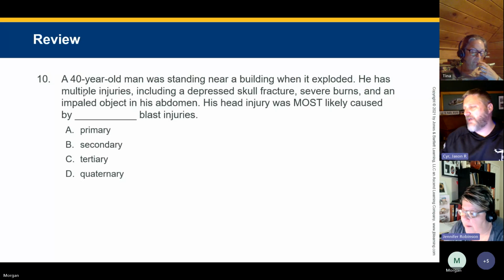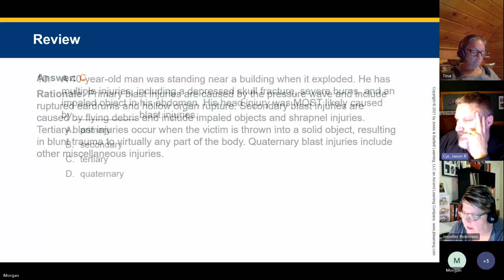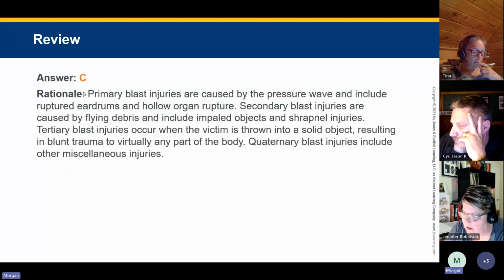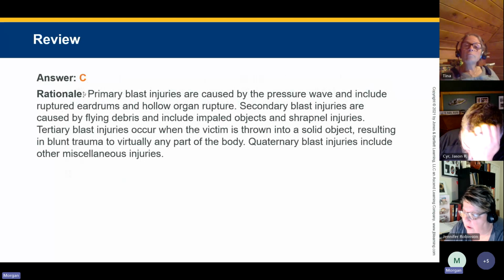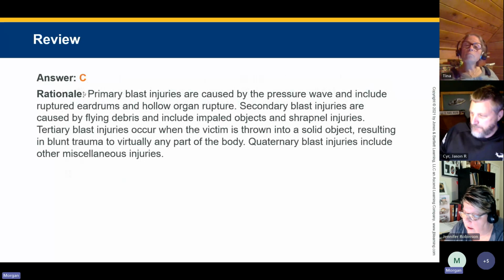Depressed skull fracture, but it says that's more of a head injury, like an impact. But the impaled objects, I think, are the secondary. It's tertiary too. C. Yeah. Primary blast injury is caused by pressure waves, including ruptured eardrums and hollow organ rupture. Secondary blast injuries are caused by flying debris, including impaled objects and shrapnel injuries. Tertiary blast injuries occur when the victims are thrown into solid objects, resulting in blunt trauma to virtually any part of their body. Quaternary blast injuries include other miscellaneous injuries.